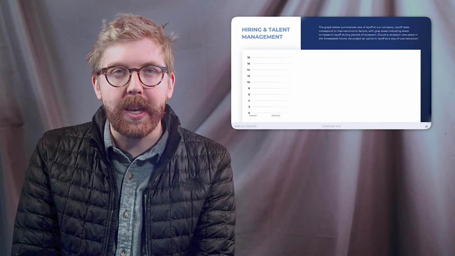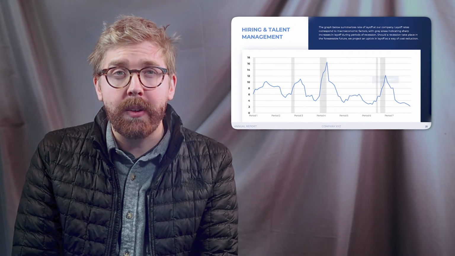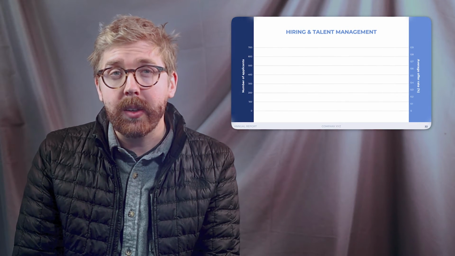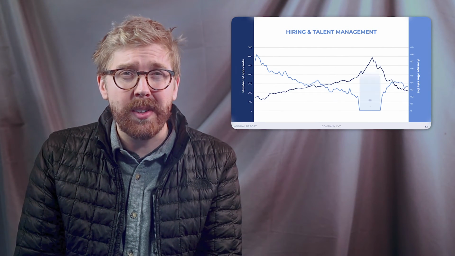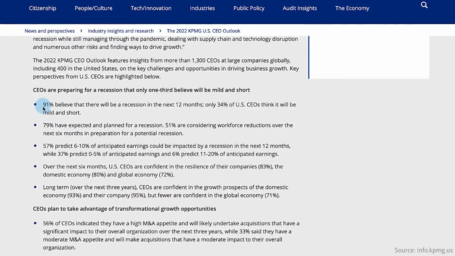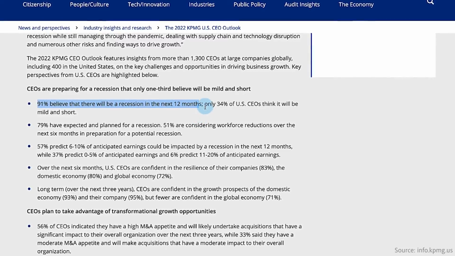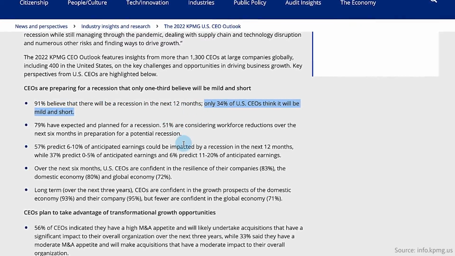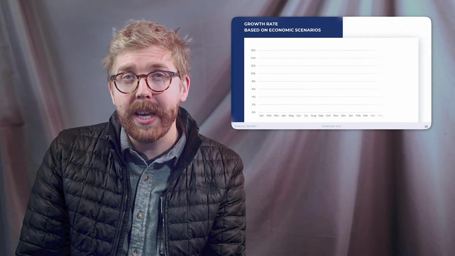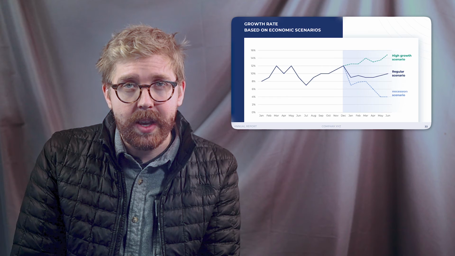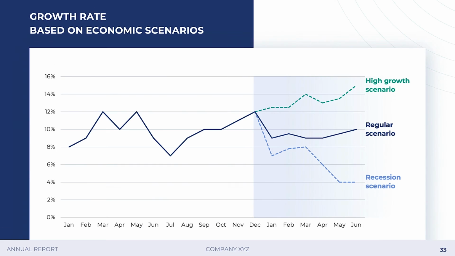Given the state of the economy, it's always important to take into account macroeconomic trends that could impact growth or even cause a recession. Based on a survey of 400 CEOs of large global companies, more than 90% are preparing for a recession in the coming months, and only 34% think it's going to be a short one. By presenting figures around a mindset of scenario planning, you can prep stakeholders for the event of a downturn. This chart shows your growth rate based on 3 economic scenarios, including a recession.